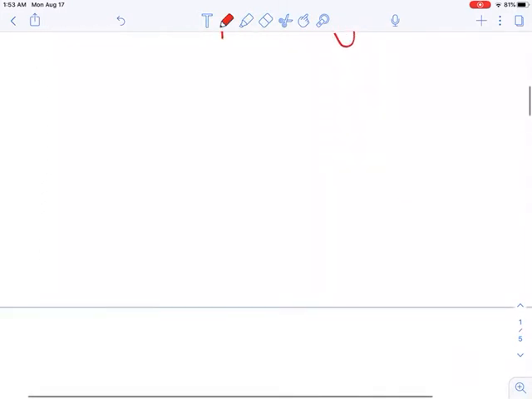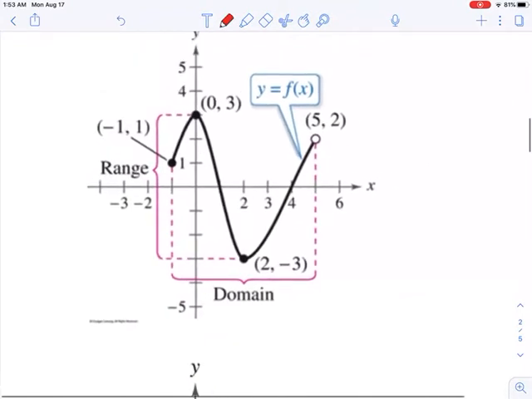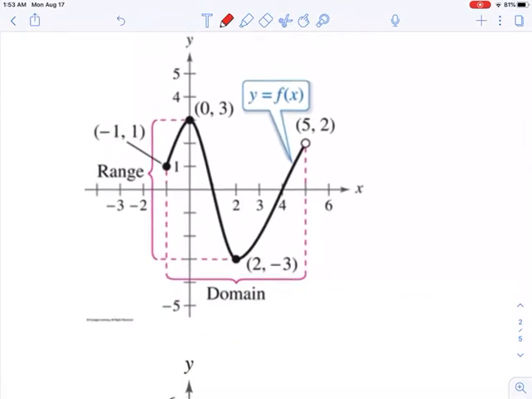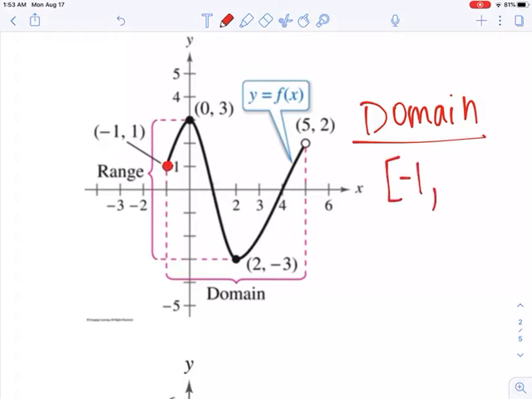When we're looking at a graph like this one right here, notice how we begin at the coordinate -1, 1, and then we have a curve until this open coordinate right here at 5, 2. So if we were to describe the domain of this function, it begins at an x coordinate of -1, and we have x's all the way until this open coordinate at 5. Since it's an open coordinate, we put a parenthesis there.